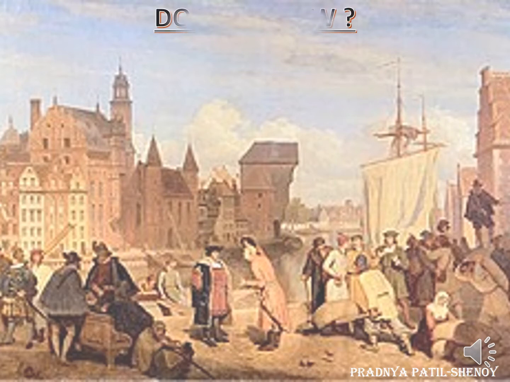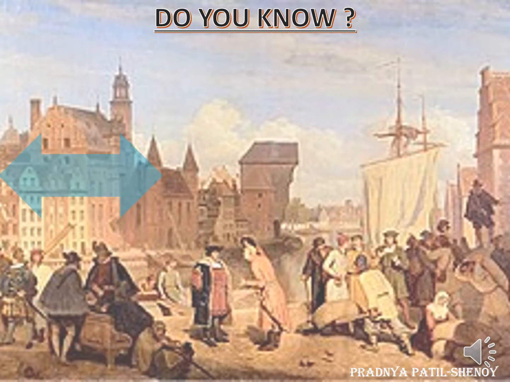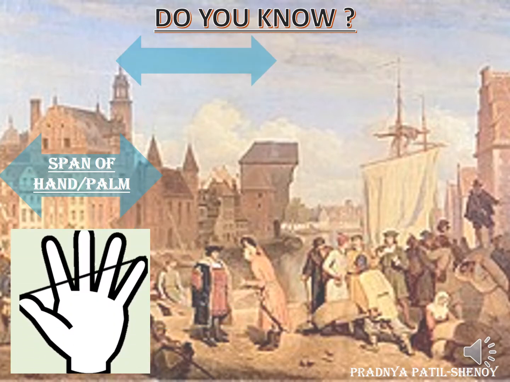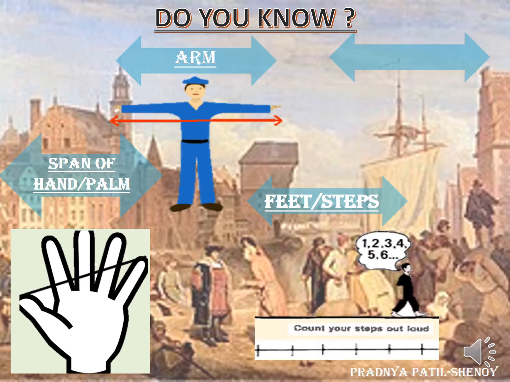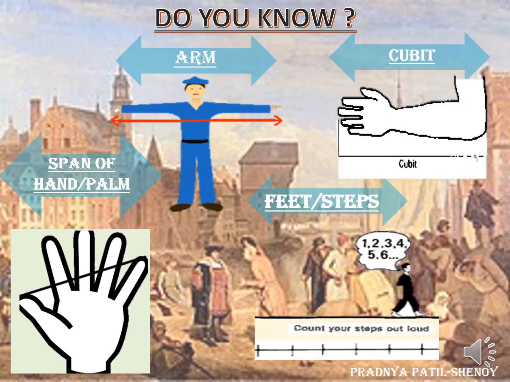My dear students, in olden days, people used different tools to measure things. Do you want to know what they used? They used the span of their hand. Sometimes they made use of their arms. They also made use of feet or steps. Or they used the cubit to measure distance.